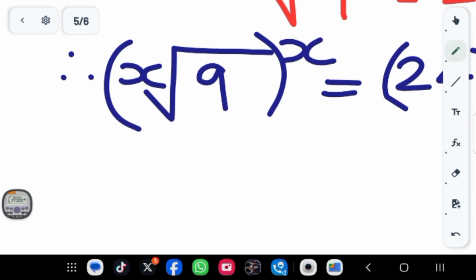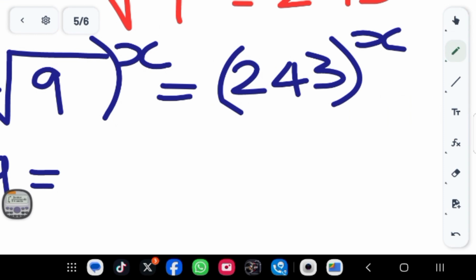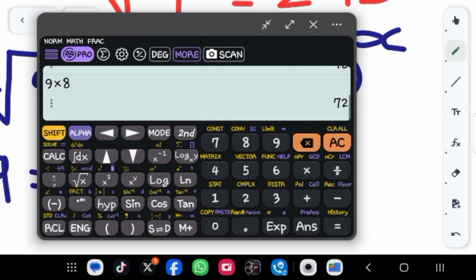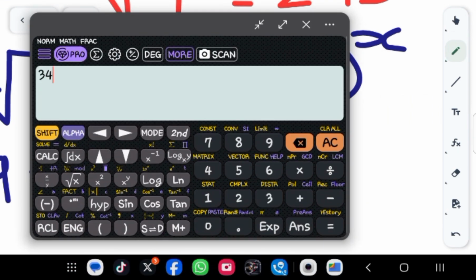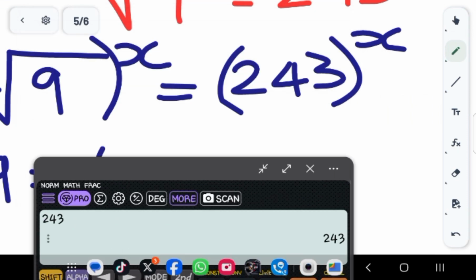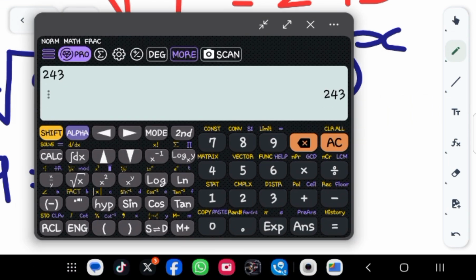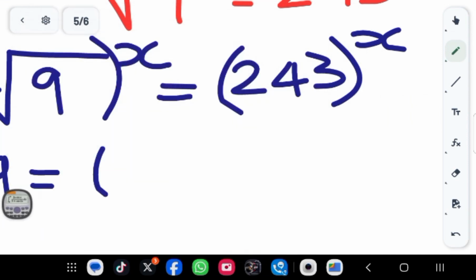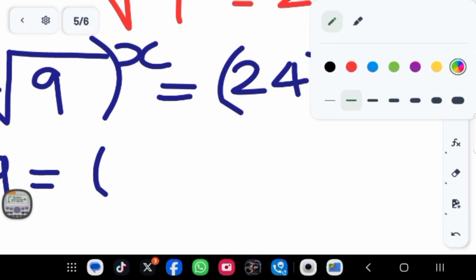On the left hand side, they all cancel out the radical. That leaves us with 9. And this becomes 243. If you're not sure how to convert numbers back to exponential format, you type 243, then press shift and then the factor button. It will give you the exponential form of that number, so that is 3 to the power of 5 in this case.